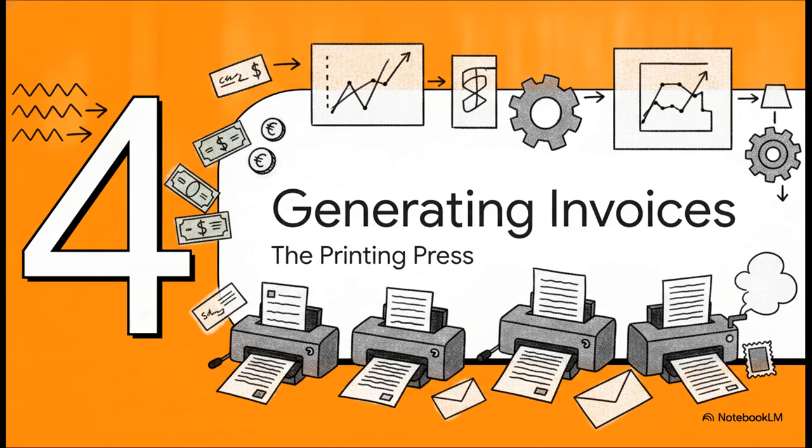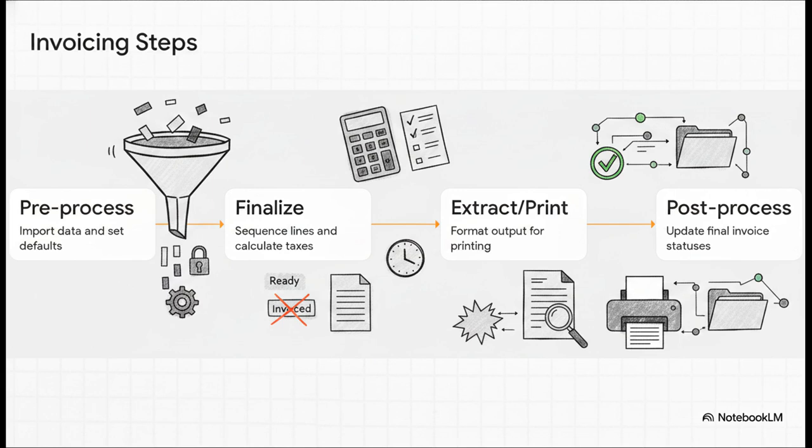Section 4. Generating the final invoice, the printing press. All right, turning a ready bill into a final invoice is not just a simple click. It's a sophisticated sequence of invoicing jobs that breaks down into 4 main steps. First is pre-processing, where data is imported and defaults like VAT are set. Second is finalization, which is massive. The system sequences the lines, calculates taxes, updates due dates, and flips the status to invoiced. Third, it extracts and prints the formatted output. And lastly, post-processing updates all the final statuses across the board.